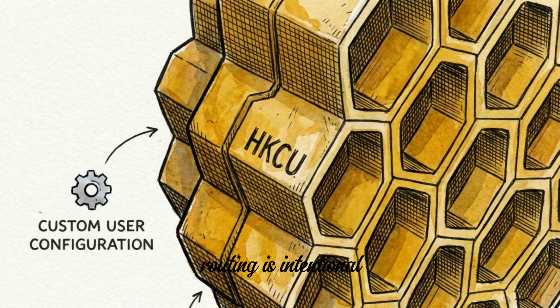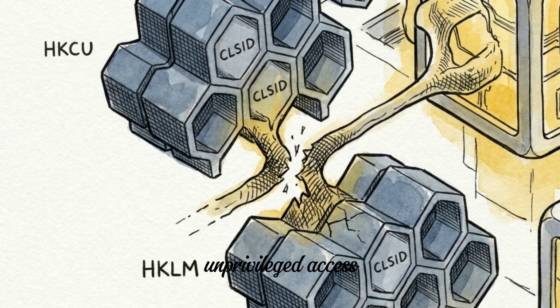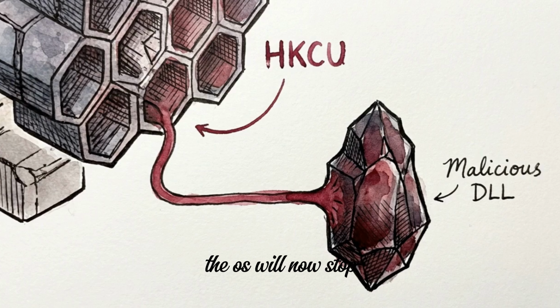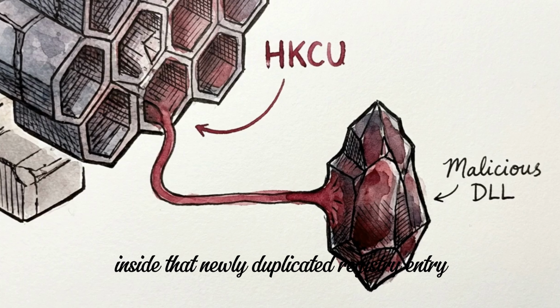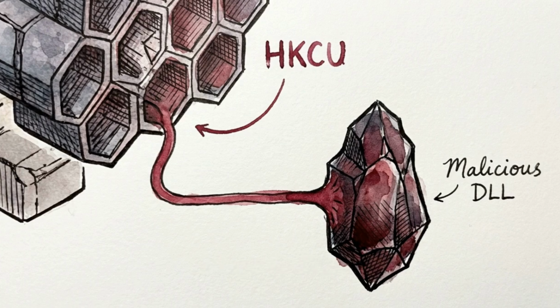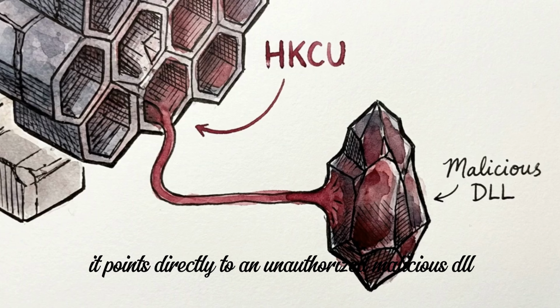This priority routing is intentional. Checking the current user hive first allows individuals to apply custom software configurations without altering the entire local machine for other users. An attacker operating with standard, unprivileged access exploits this exact hierarchy. They locate a legitimate CLSID in the local machine hive and duplicate it up into the current user hive. The OS will now stop its search at the user level. Inside that newly duplicated registry entry, the attacker changes the file path. Instead of routing to the legitimate Windows component, it points directly to an unauthorized malicious DLL.